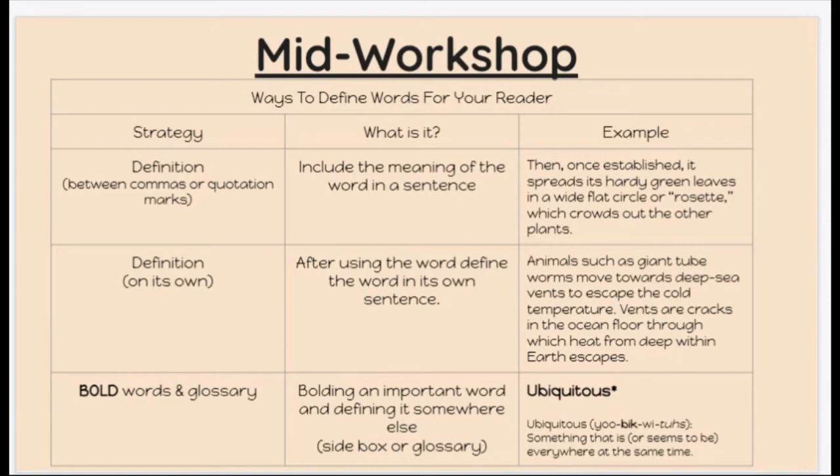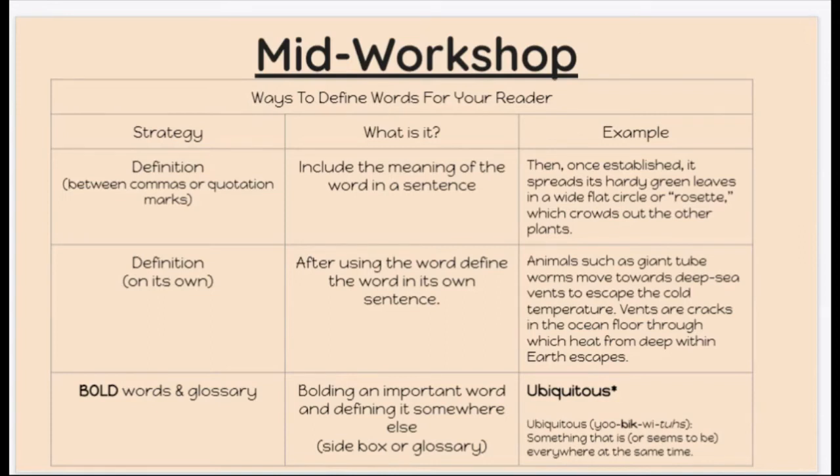So bolding an important word and defining it somewhere else helps our reader find it and understand. So in this case, ubiquitous is bold print, even had a little star next to it. Ubiquitous, something that is or seems to be everywhere at the same time. So these are some other strategies you can work into your writing while you're revising and elaborating today.